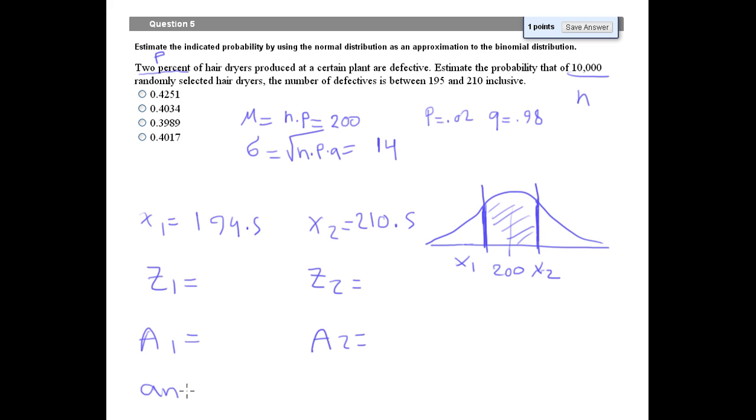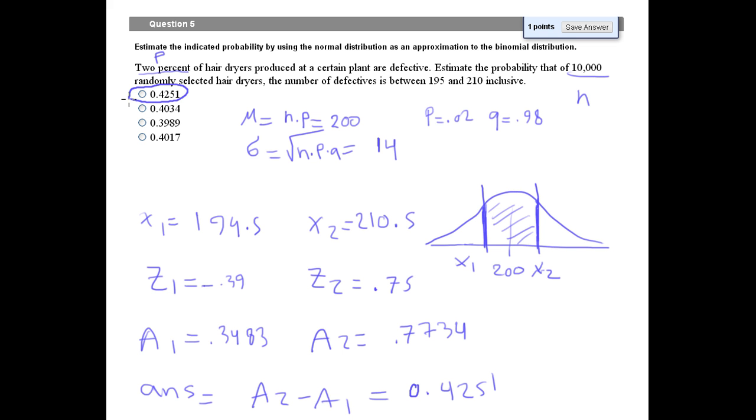The answer will be area 2 minus area 1. If you do all these calculations, you discover the area between them is 0.4251. That's the difference in area, which is this value, 0.4251. Okay, best of luck.